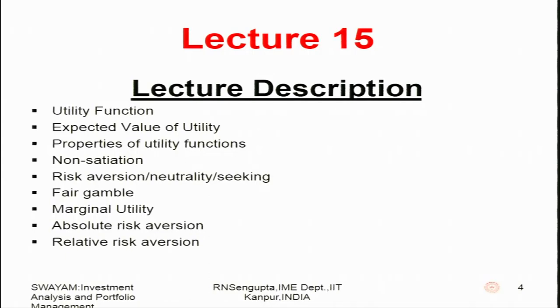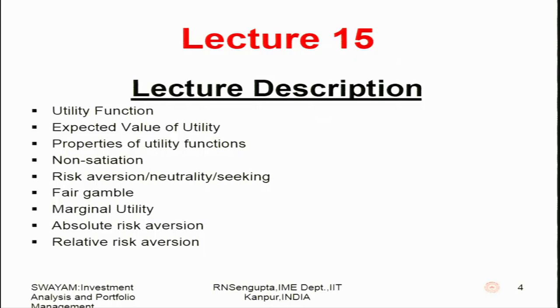The overall lecture description of the lectures, different top points would be about utility functions, expected value of utility. Even though I did mention about expected value of utility and concept of variance as we were discussing those theoretical examples, what are the properties of utility functions like non-satiation, risk aversion, neutrality, risk neutral behavior, risk seeking behavior will be discussed. We will consider that what is a fair gamble, based on the fair gamble how you can classify a decision maker as a person who is willing to take the risk, who is indifferent, and who is not willing to take the risk.